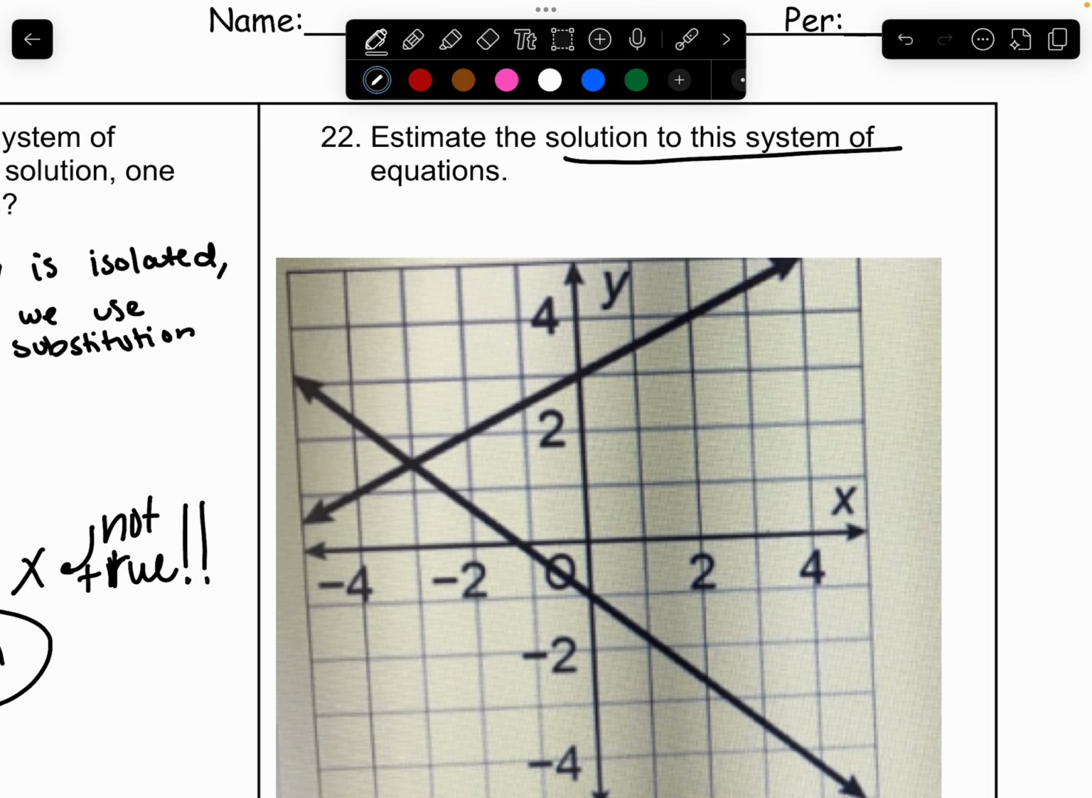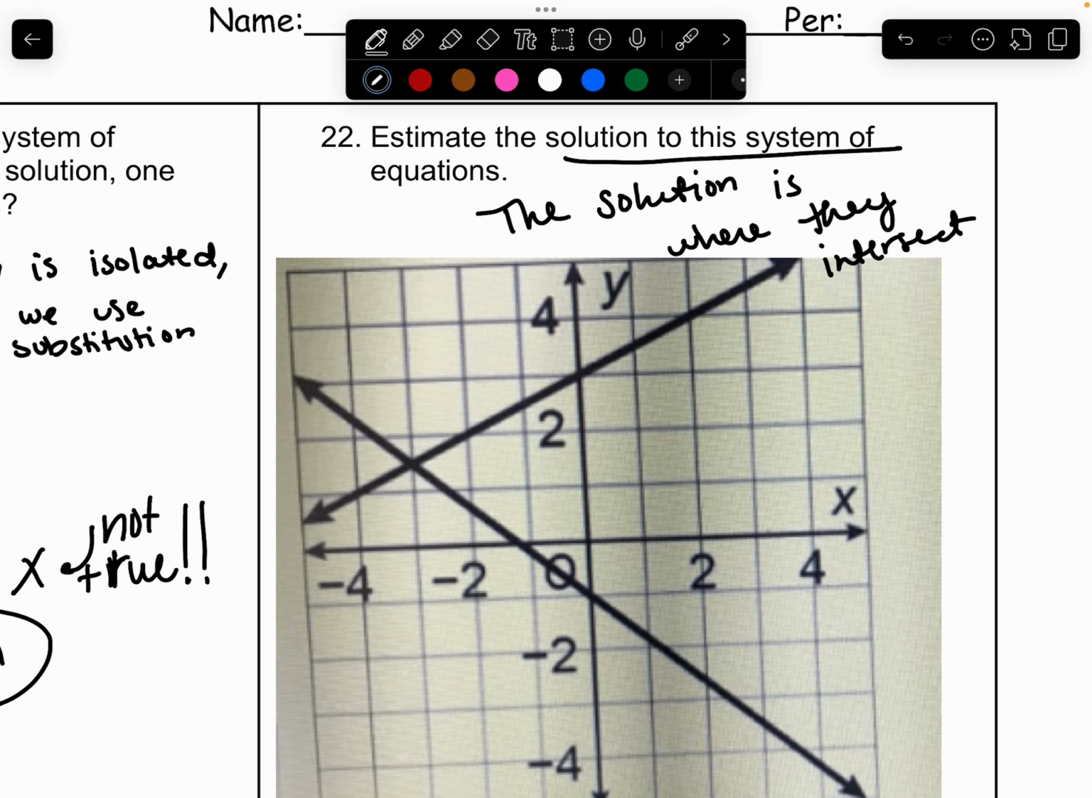Here, estimate the solution of the system. Remember, your explanation here is the solution is where they intersect. Right here.